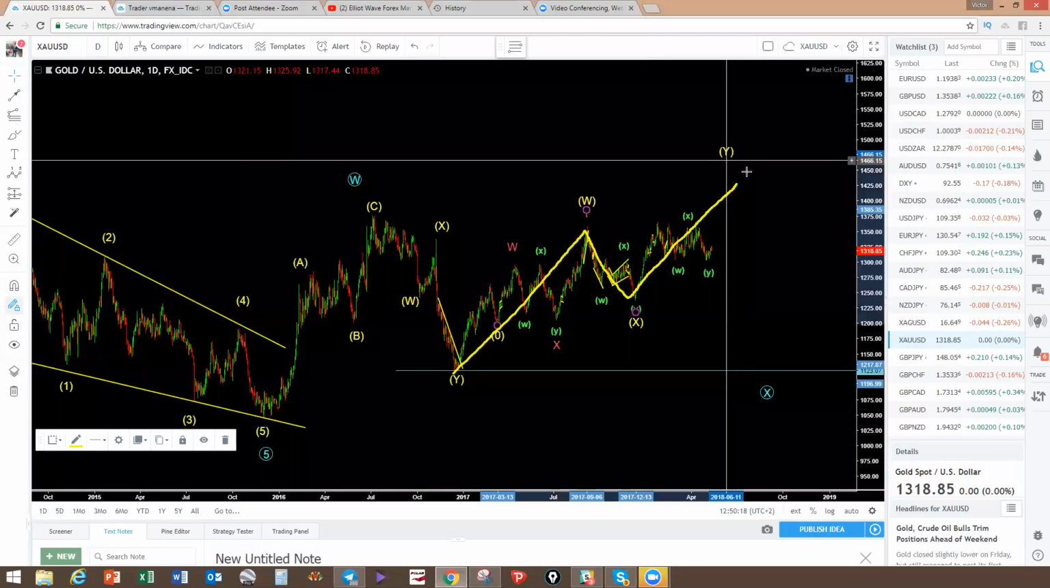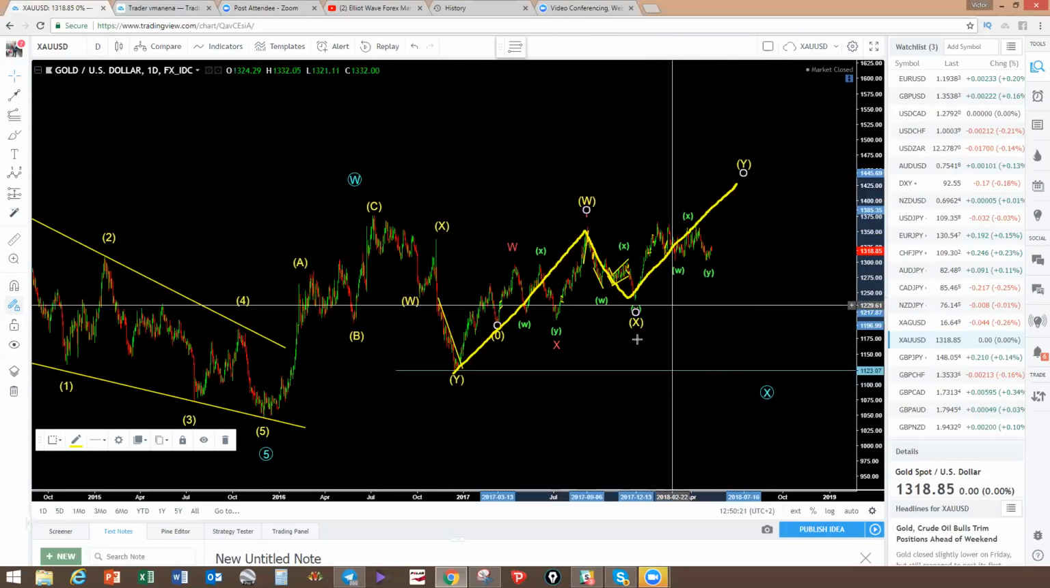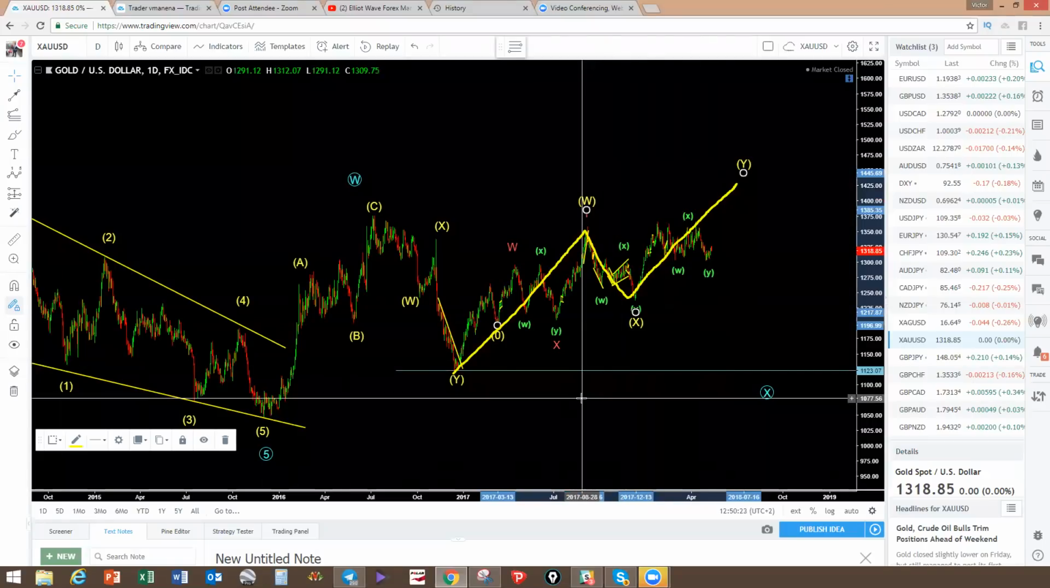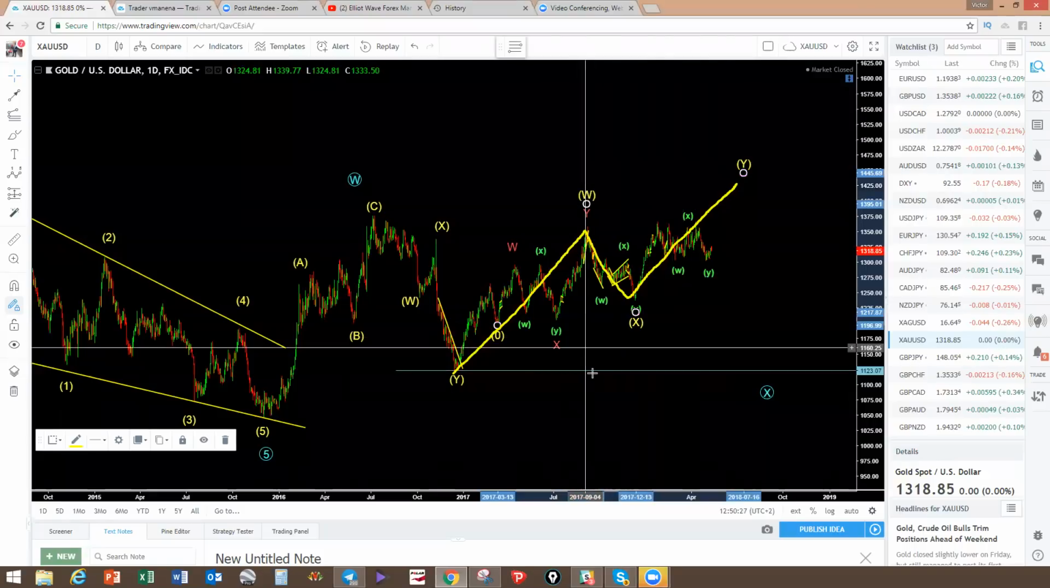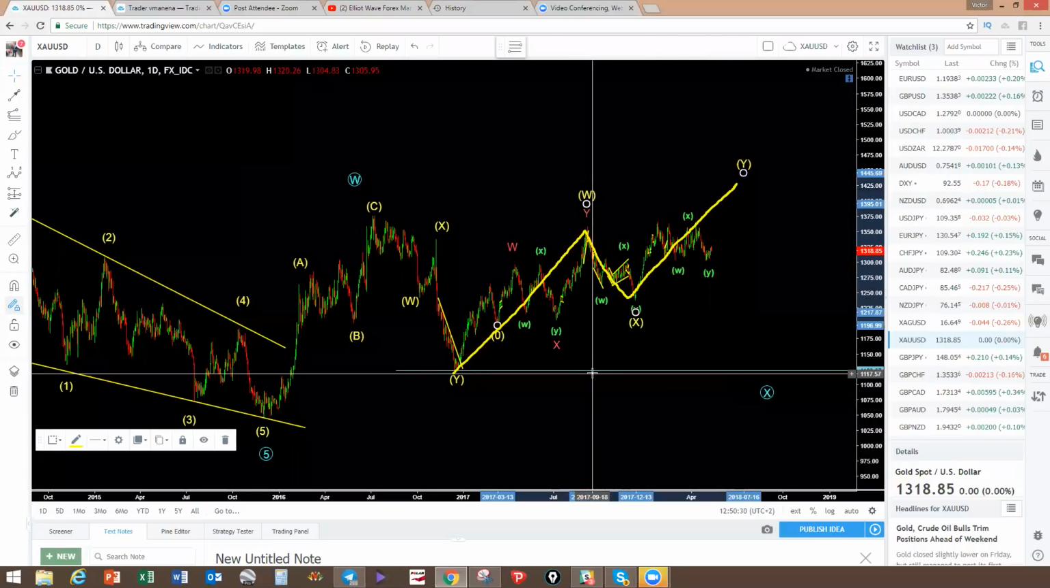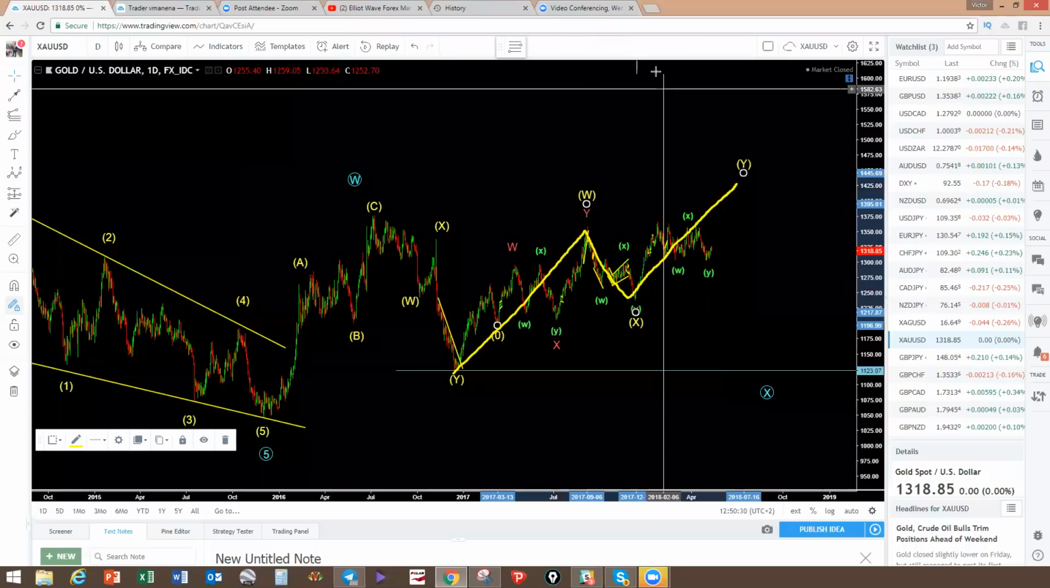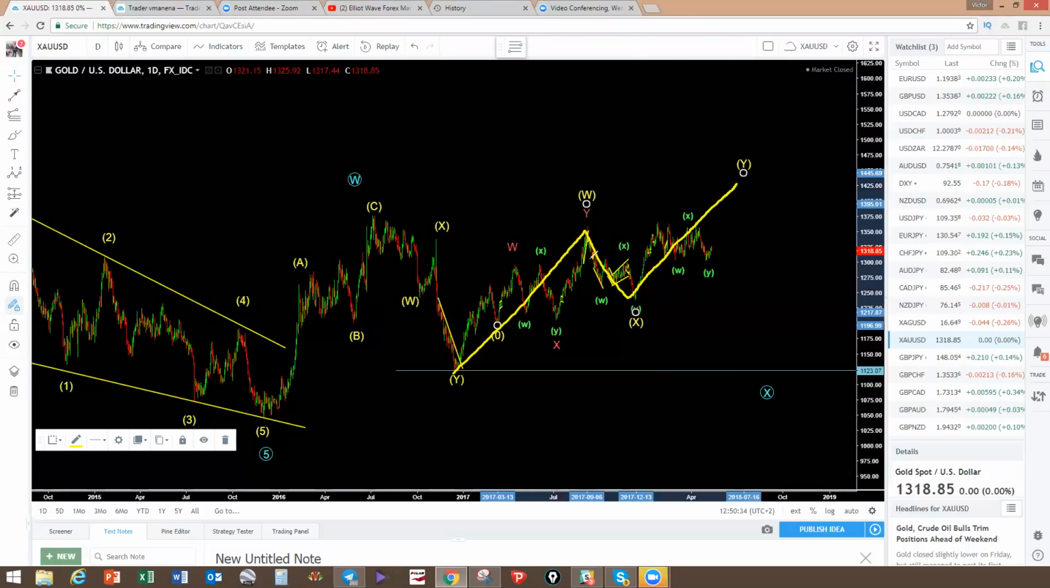Okay, but there's a bit of a challenge with this move because we're looking downside on all the US dollar pairs. The gold, US dollar is quite strong, but that's what the structure is telling us. So we need to see. Let's have a look at this. First of all, lower degree. I'm going to do it with a different color.